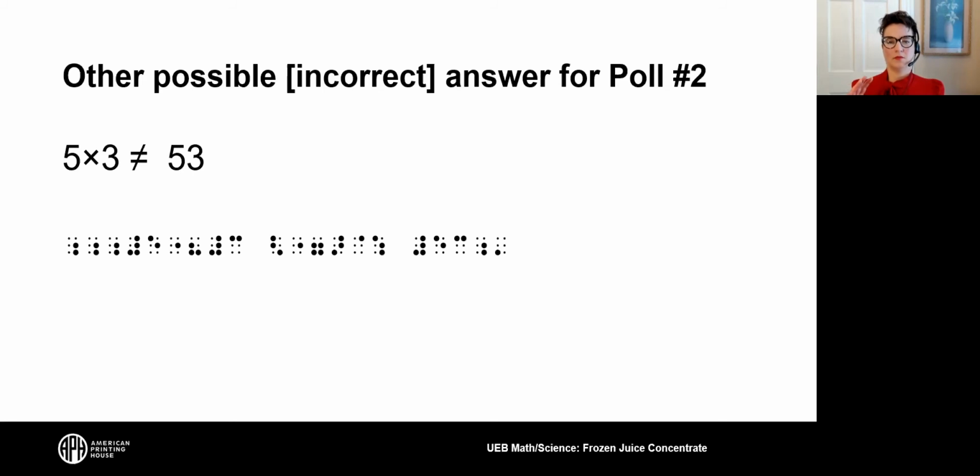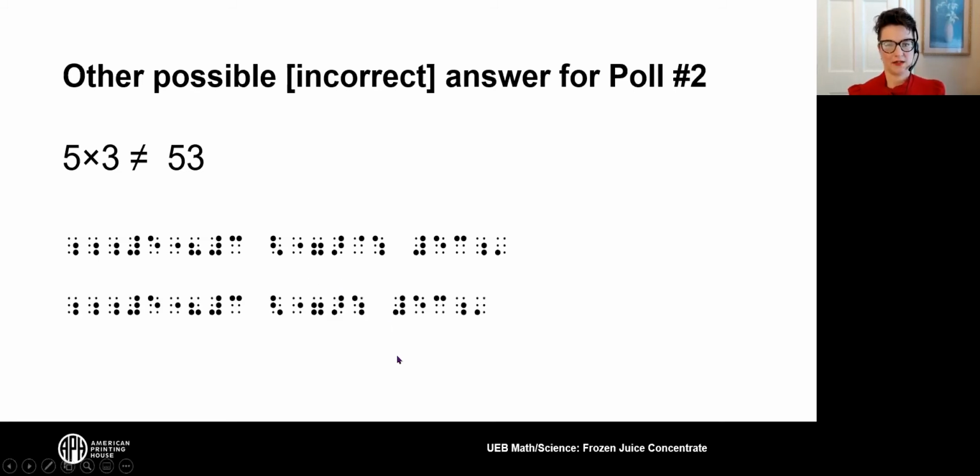One other way of over-applying UEB rules, for this example, would be to use the line through previous item indicator and some Braille grouping indicators around the equals symbol. So this is not correct, right? Our correct answer would be what we said, the 4 cells for the not equal to.